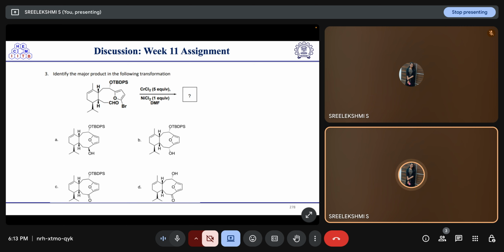Moving to the next question, identify the major product in the following transformation. So this particular compound upon treatment with chromyl chloride 5 equivalents and nickel chloride 1 equivalent in DMF, which will be the major product here?